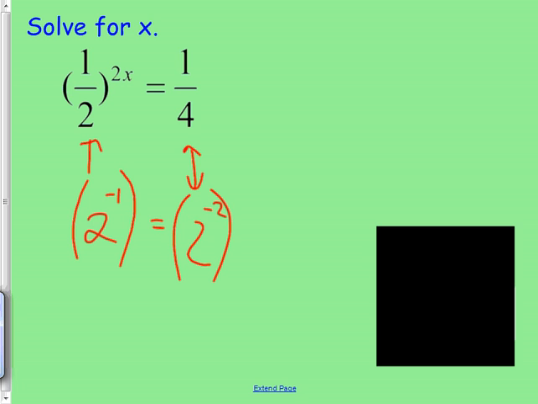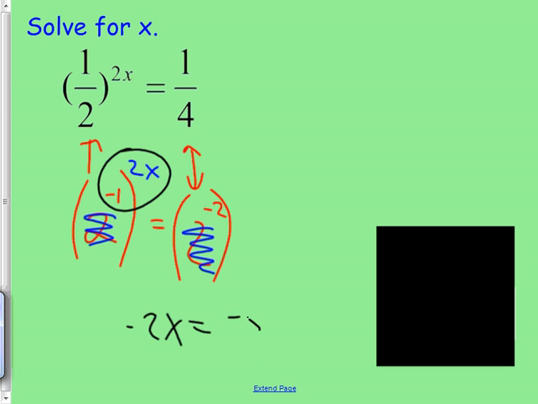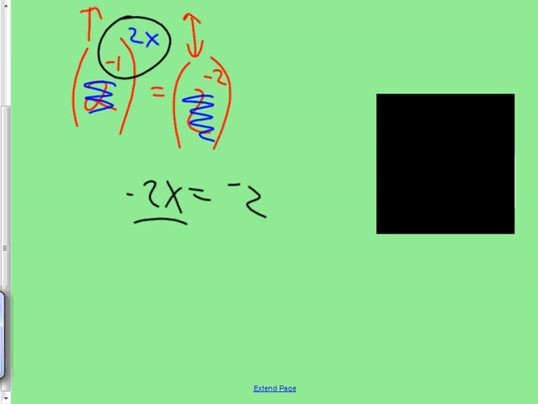X, 2x. Excellent. And now that the bases are the same, I'm not really canceling, but it's kind of like canceling. And then keep going. Left with -1 and 2x, which, when you multiply them, gives you -2x equals -2. Perfect. And then x equals 1.